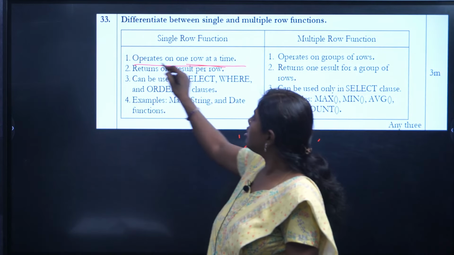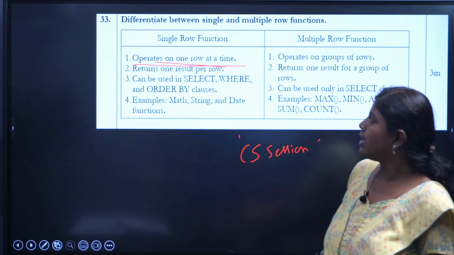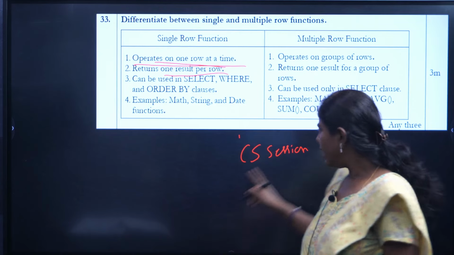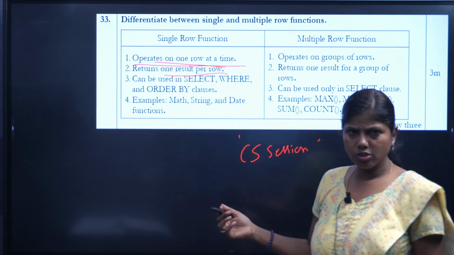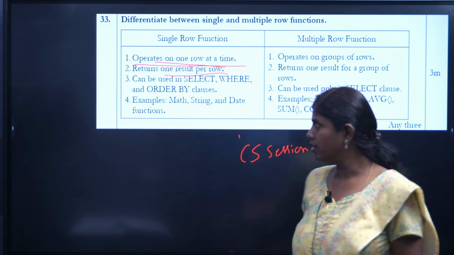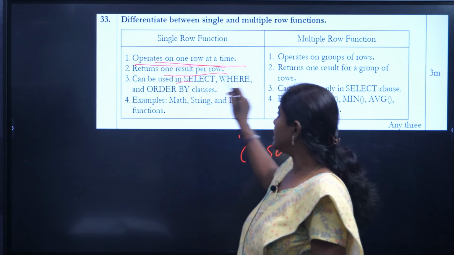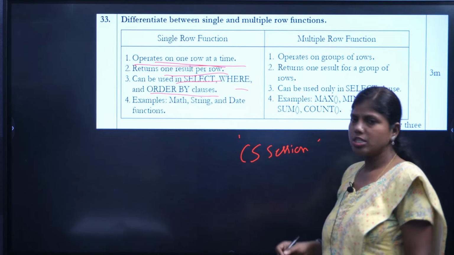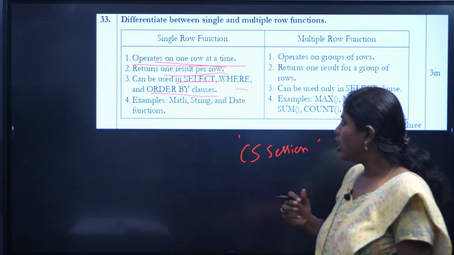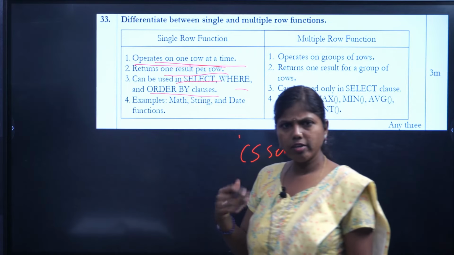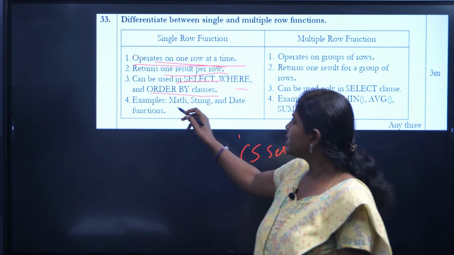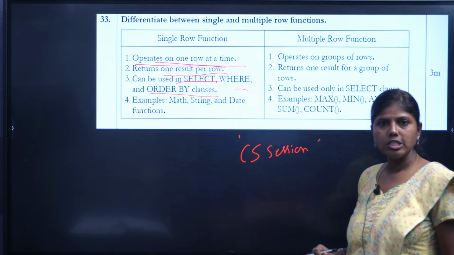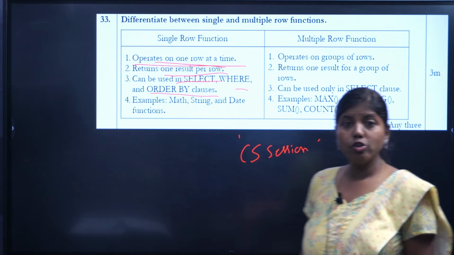It operates on a single row, one row at a time. It returns one result per row. For example, the length of this particular string will give that one value only. It can be used in the select clause, where clause, and order by clause. Order by is sorting of elements. Examples of single row functions are math functions, string functions, and date functions.